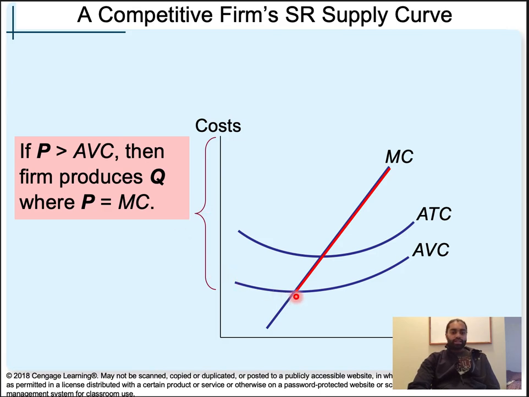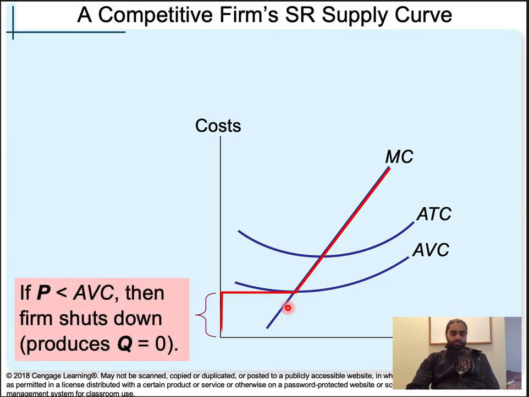Now, if price is set below, so this portion right here, if the price is set below, the firm's not going to produce anything, because the reason being is your costs are too high, you're not turning a profit. Basically, by you producing, you're losing out on money. So again, we're looking at opportunity cost. You'd much rather be making money as opposed to losing money.